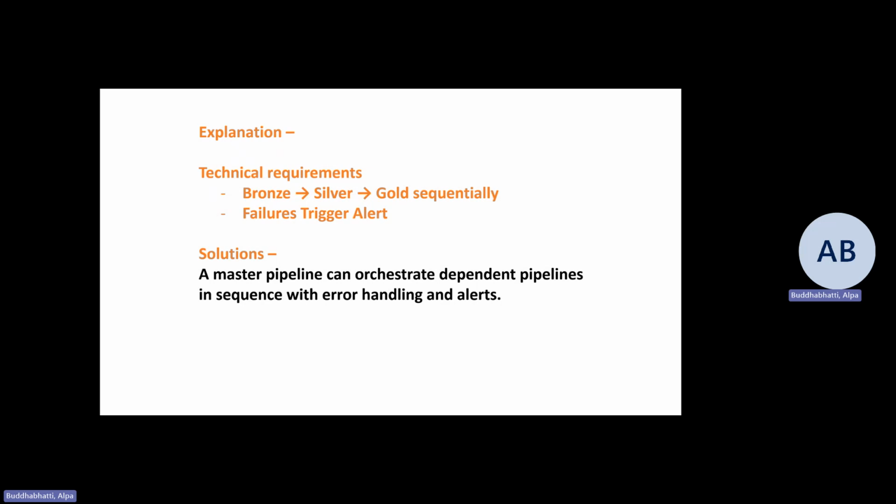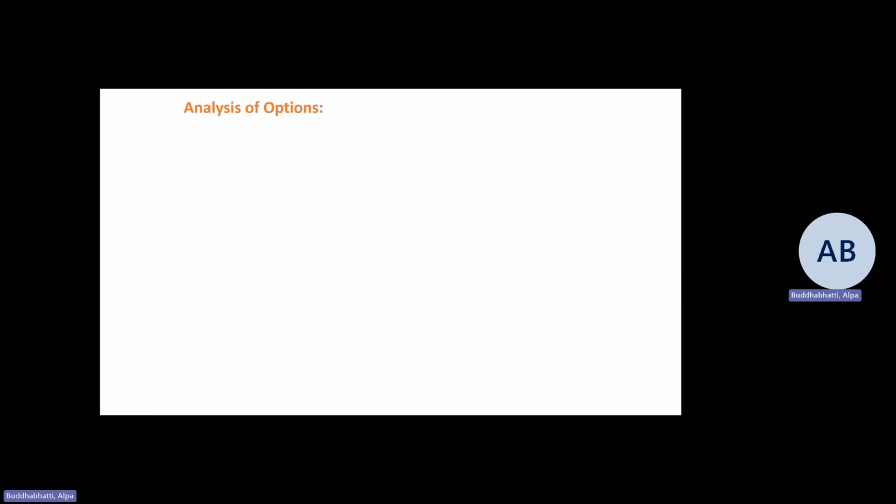In this situation, you can use a parent pipeline or master pipeline, which can orchestrate individual or dependent pipelines, which can handle the errors and alerts and which can run sequentially. So basically that is the solution. Now let's see the options analysis.